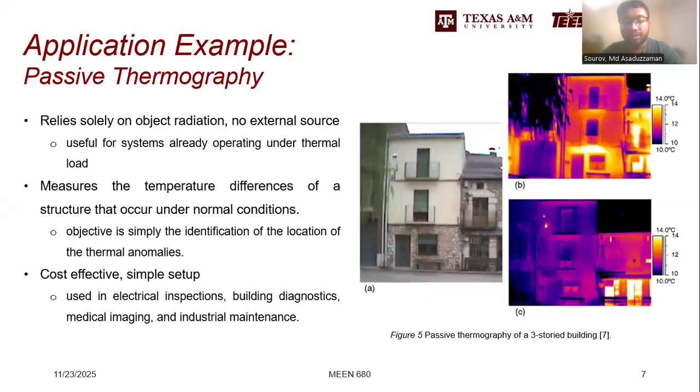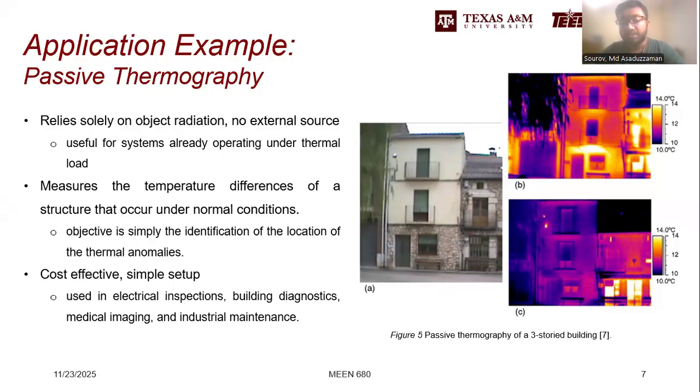Now let's talk about some applications. Passive thermography is the simplest and most widely used approach. In this method, the system relies purely on the natural thermal radiation of the object, meaning no external heat source is needed. This makes passive thermography ideal for applications where the structure is already operating under thermal load. For example, here you can see the IR images of a building in day and night conditions.